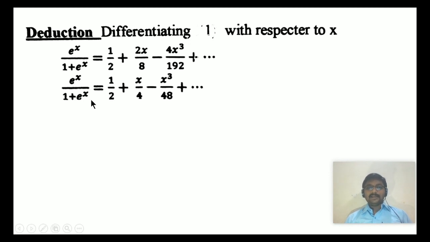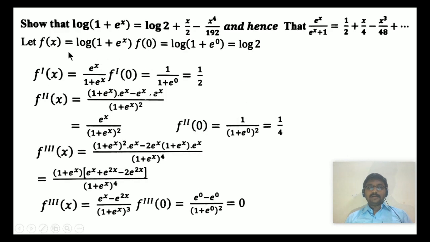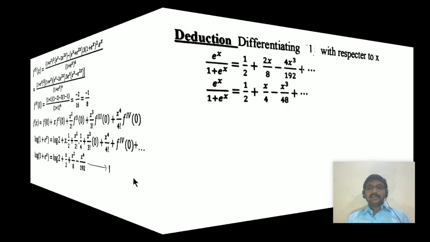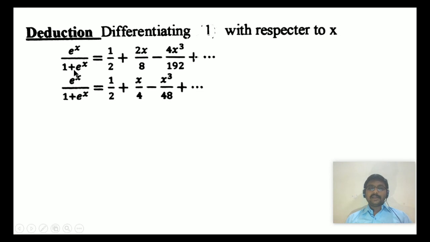So easy. Just we have to take the function of x, compute the successive derivatives of f of x and the successive functional values at the point 0. We have to substitute all the values in Maclaurin's theorem formula, and then just by differentiating with respect to x on both sides, we will get the expansion for e power x by 1 plus e power x, hence proved.